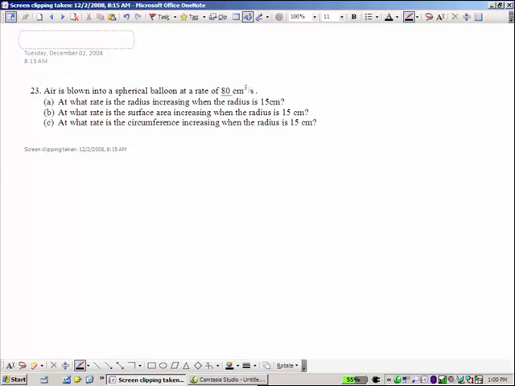Air is blown into a spherical balloon. 3/4 pi. No, three halves. I am never going to remember. 3/4. Where are they? Front of the book. And all right, so that's a good question to ask.